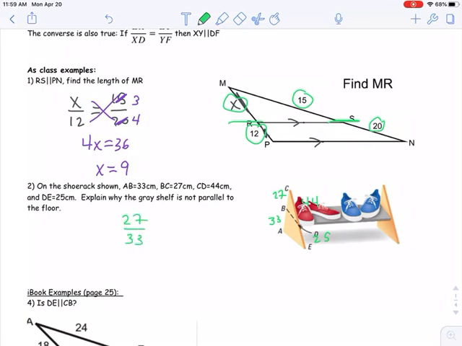27 over 33. If it was parallel, this would be true: 27 over 33 equals 44 over 25. Now these are some bizarre fractions. 27 over 33 is 0.82. 44 over 25 is 1.76. Those don't equal each other. That's why. I just like to use math. We set up a true proportion that didn't work, so it ended up being false. So it's impossible for it to be parallel.